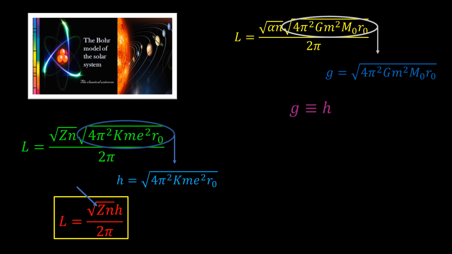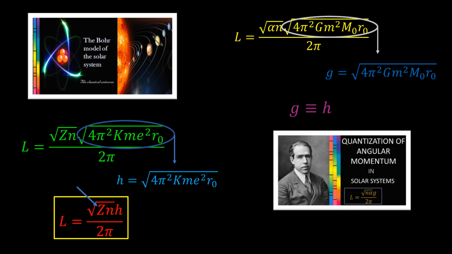In the subsequent video, titled Quantization of Angular Momentum in Solar Systems, we got the value of the cosmic Planck's constant as 1.72 times 10^42 joule-seconds, and used it to calculate the angular momentum of the planets of our solar system, and compared the results with acceptable astronomical data and saw that the results agreed perfectly, indicating that the model is correct.